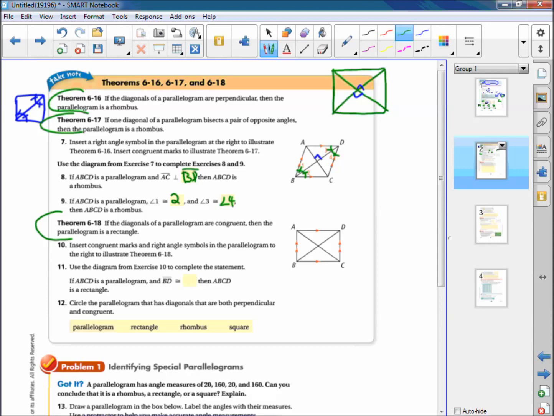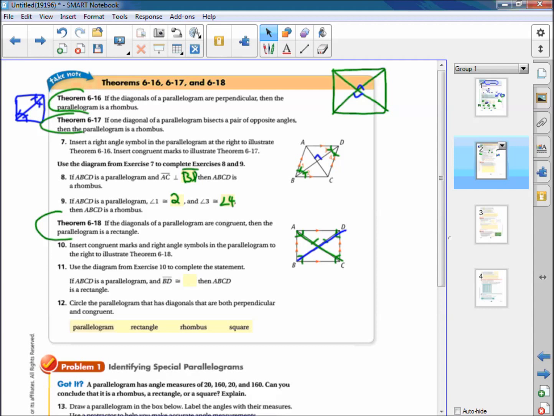So if the diagonals are congruent, then we have a rectangle. So our right angles go in the corners here, because that's what makes it a rectangle. And we should have congruent marks on this diagonal and this diagonal. Now it's hard to show those diagonals because remember the diagonal goes all the way across, okay? And then this one goes all the way across. So the blue one and the green one are congruent to each other.